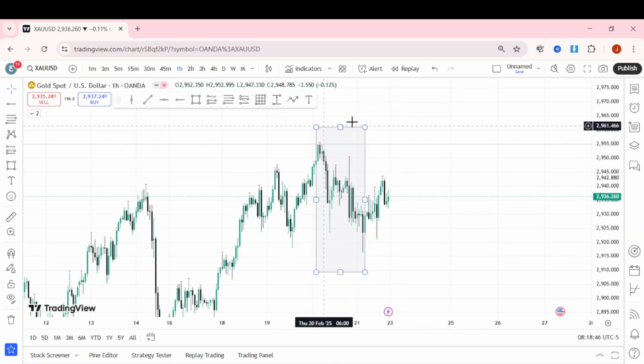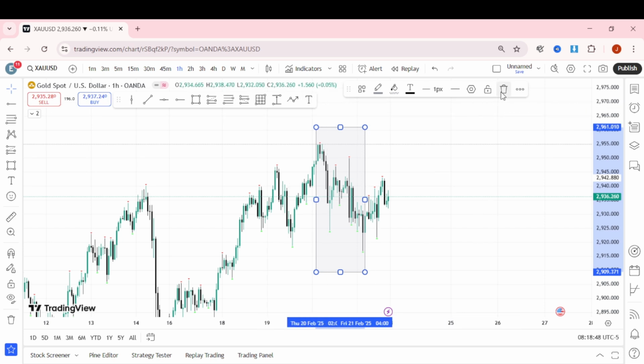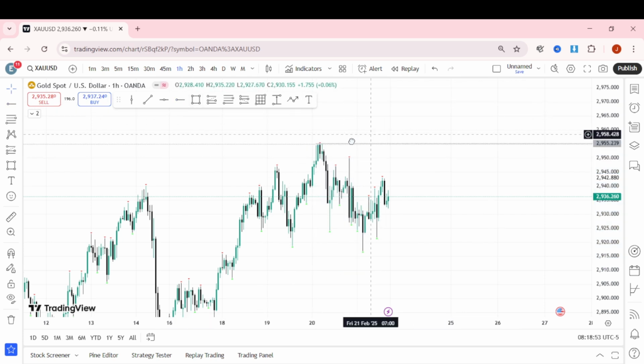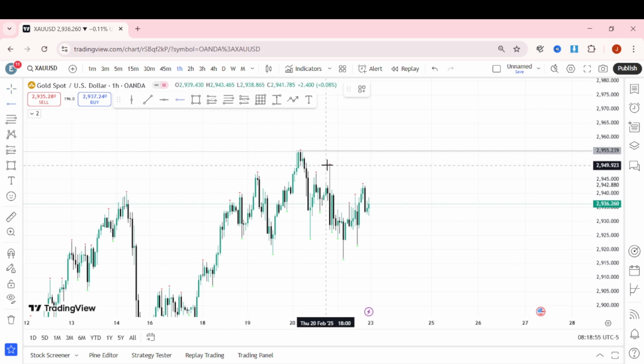Now let's draw a pattern to see if we can see any break of structure. Price came all the way down, price went up, but you can't actually use this high because this high was broken by this high. So you use this high instead. Price came all the way down, and again, you have to use the low that went below this low right here. Then price went up.